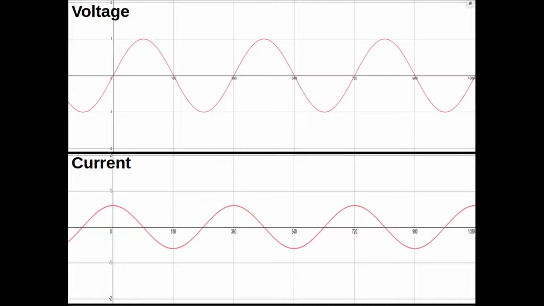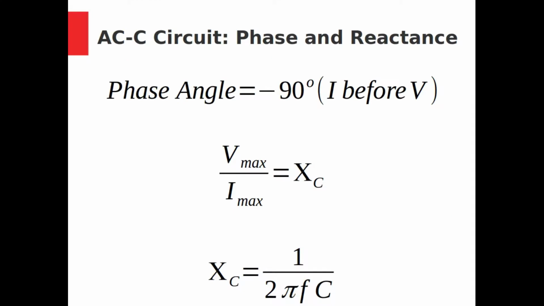And since the current always reaches its peak before the voltage, we can be even more specific by saying 90 degrees out of phase, current leading, voltage lagging. We also observe that the amplitude of the voltage sine wave is different from the amplitude of the current sine wave. Like before, we can set up a ratio of Vmax to Imax, but unlike before, the ratio is not equal to R, obviously because there's no resistor in the circuit.